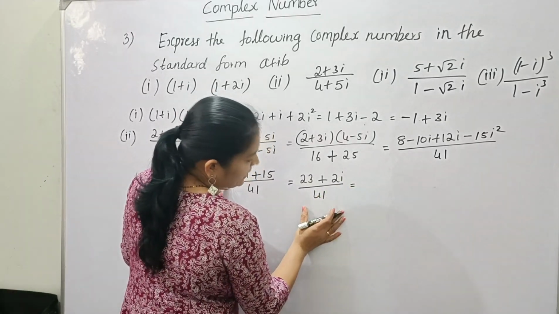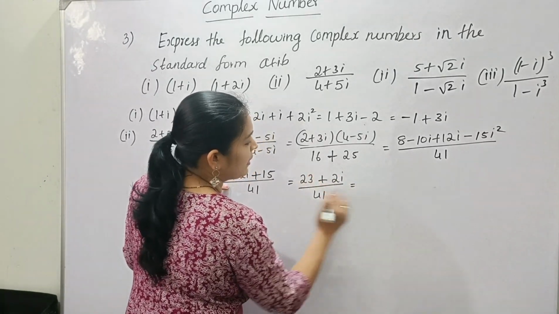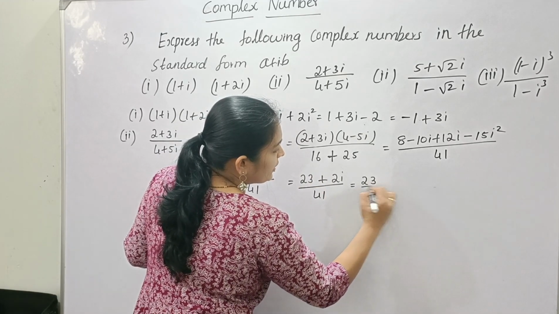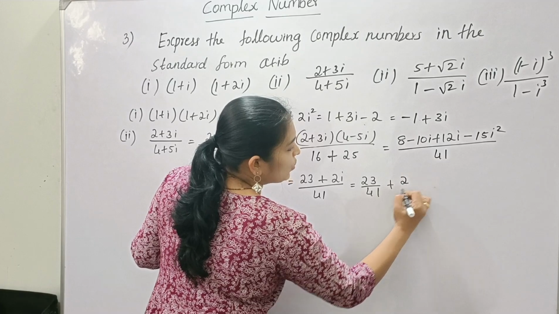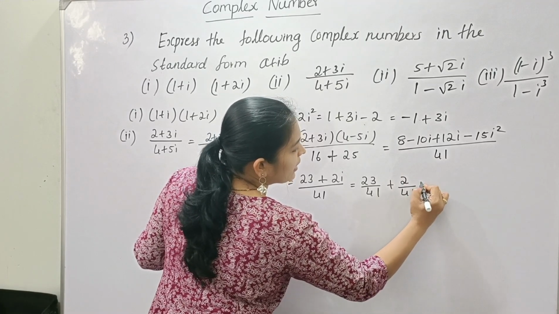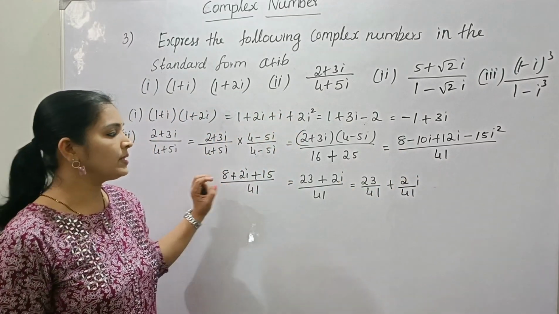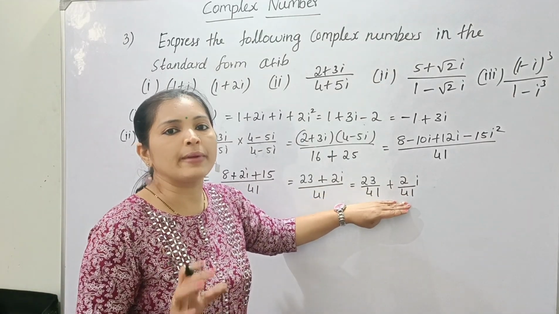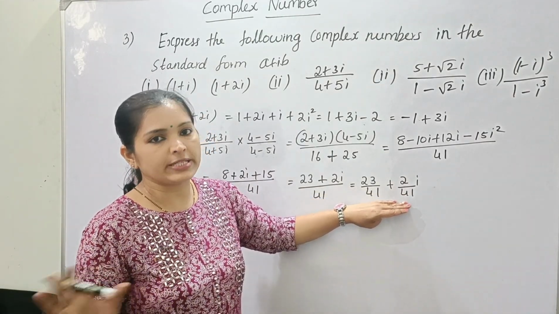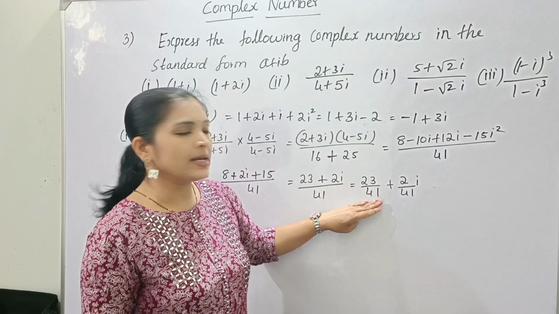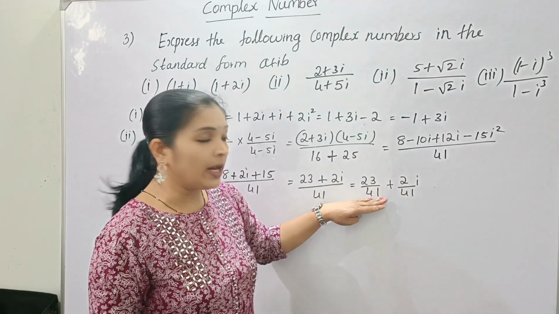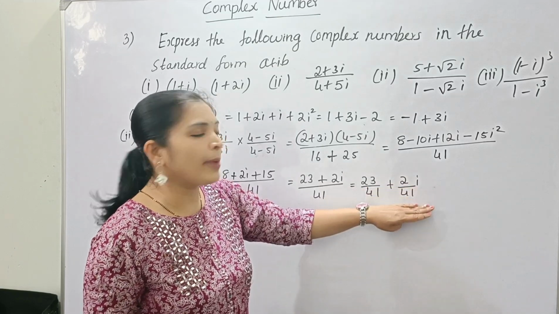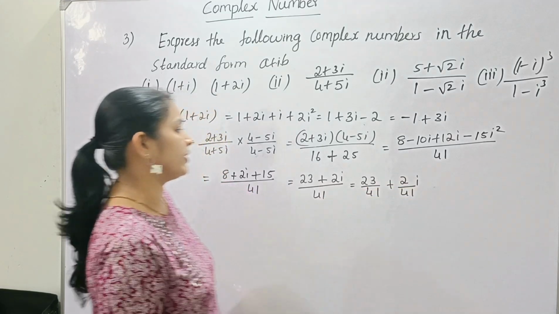Now it can be written in the form of a plus ib, real part, that is 23 divided by 41 plus 2 divided by 41 into i. See, now it is in the form of a plus ib, standard complex number a plus ib. a is 23 by 41, b is 2 by 41, that is, the real part is 23 by 41 and the imaginary part is 2 by 41.